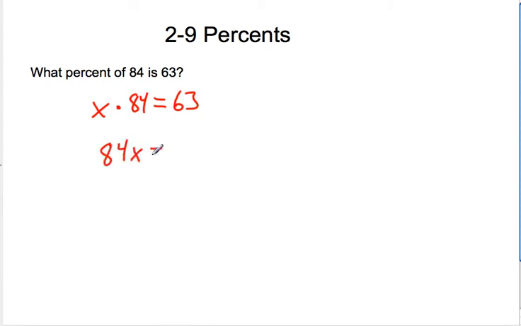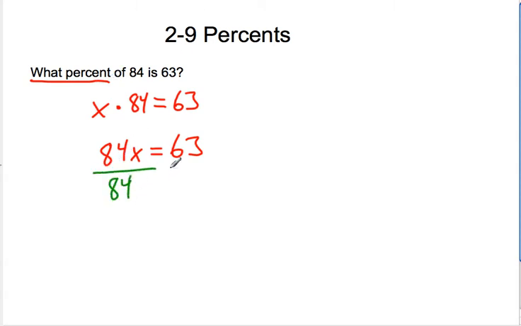so what we have here is 84x equals 63, is that when you actually solve for the variable, you're going to be getting a decimal or a fraction. You then need to change that into a percent because it is asking for a percent. So the number you're initially going to get is not the percent.